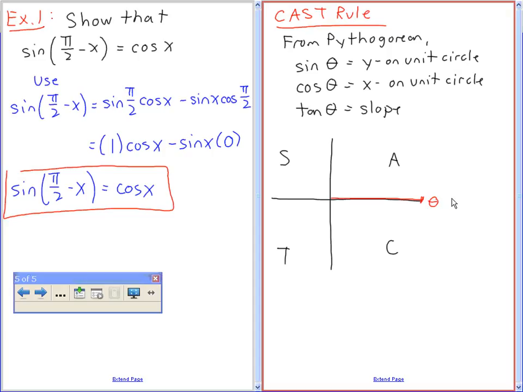This is 0. This is pi by 2. This is pi. This is 3 pi by 2.